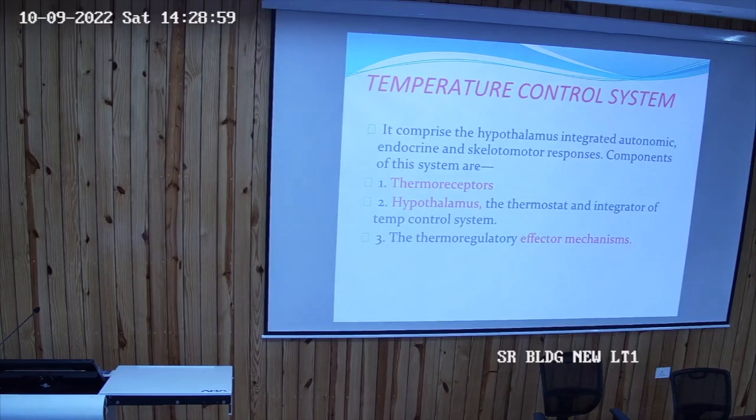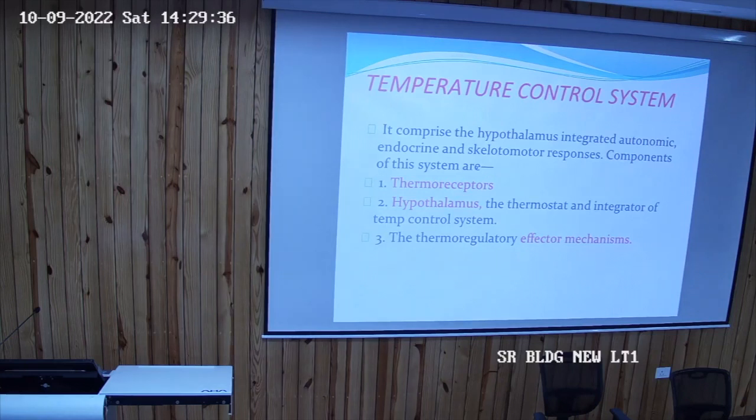90% or more of the heat sensitive receptors are present in the hypothalamus itself, the anterior hypothalamus and the preoptic area of the hypothalamus. So they are sensitive to the core temperature. If the body is generating more heat, it will reach the hypothalamus through circulation, and there the heat sensitive thermoreceptors or thermosensors are located in the anterior hypothalamus, preoptic area.